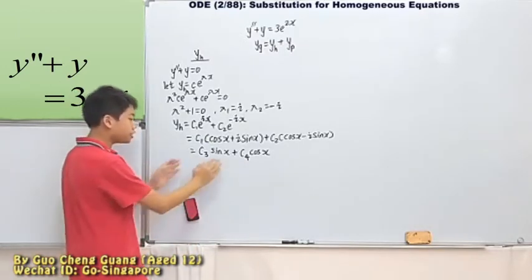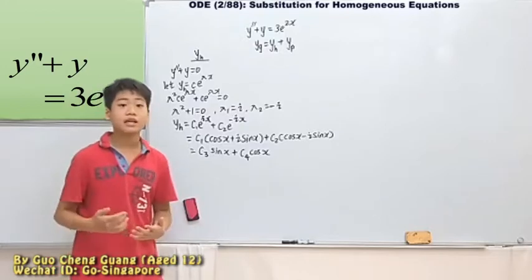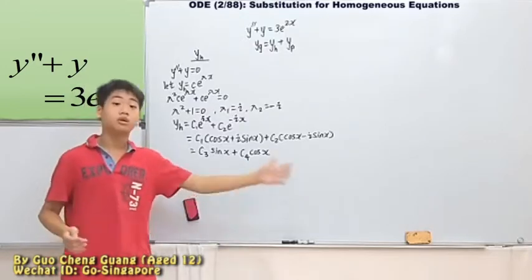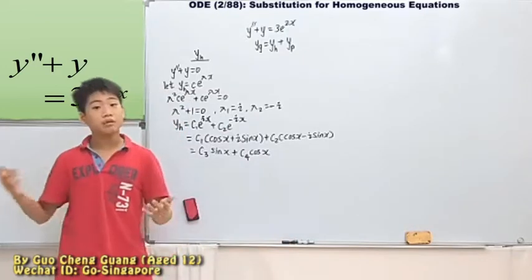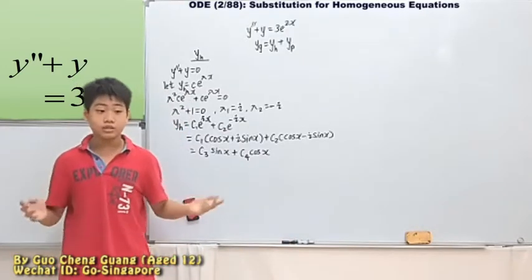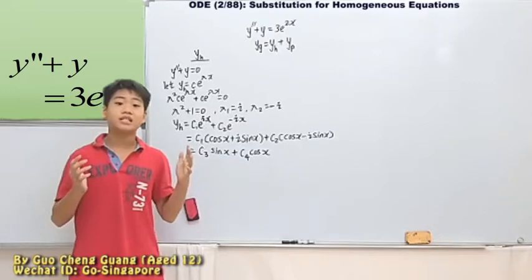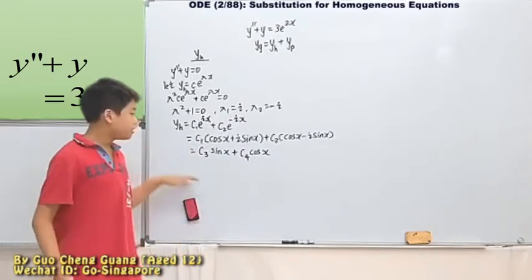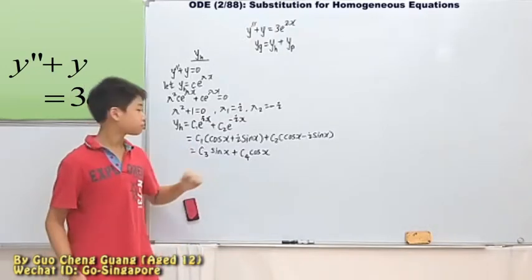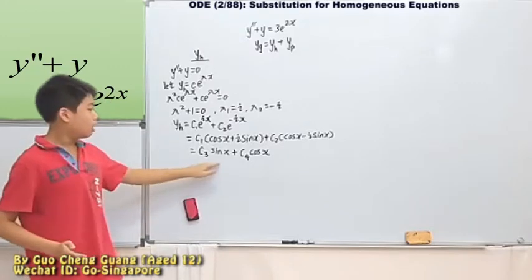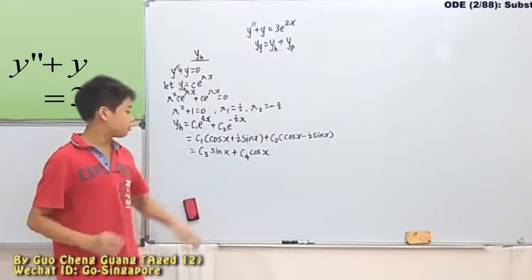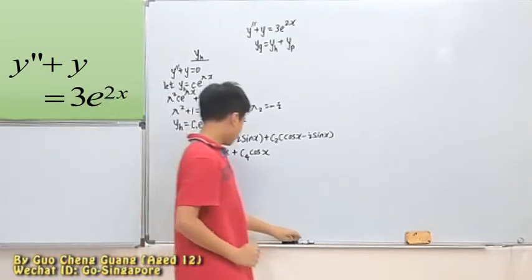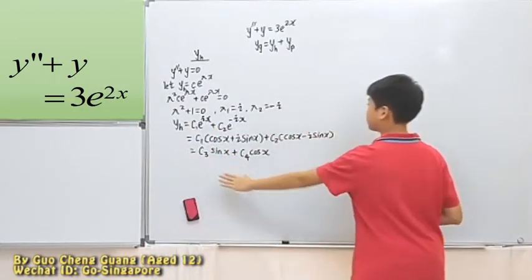Let's say you only get sine. If you only get sine, then that means you miss out the cosine. Then if you only get cosine, that means you missed out the sine. In either of these 2 cases, that means your answer is incomplete. This is the complete answer. Okay, so this is the general solution for homogeneous differential equation. So it's like this. Okay.